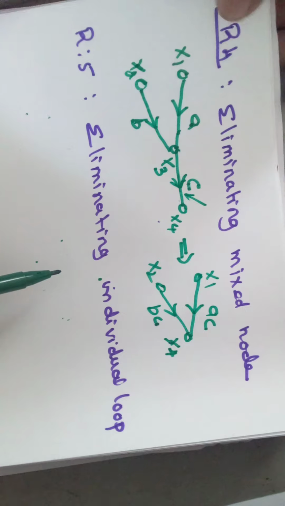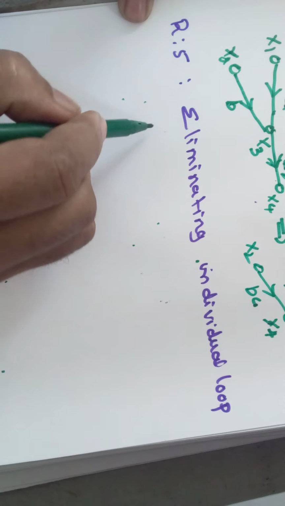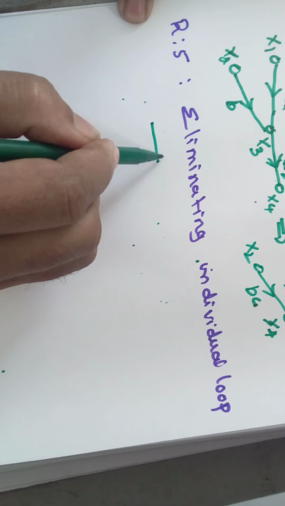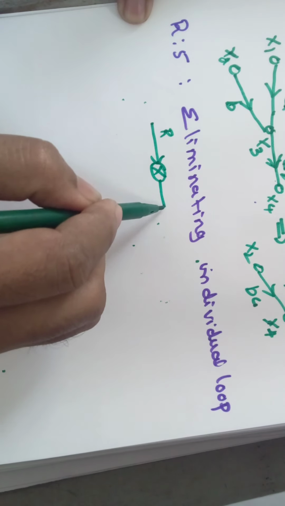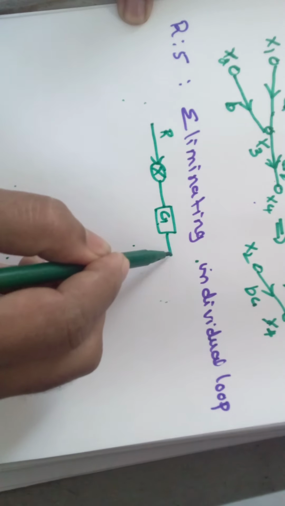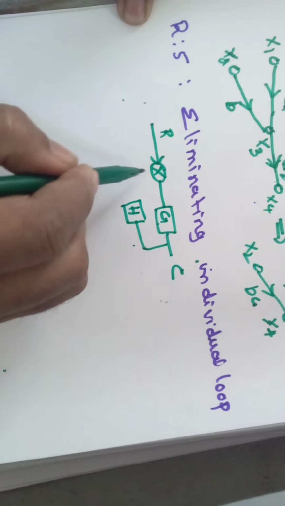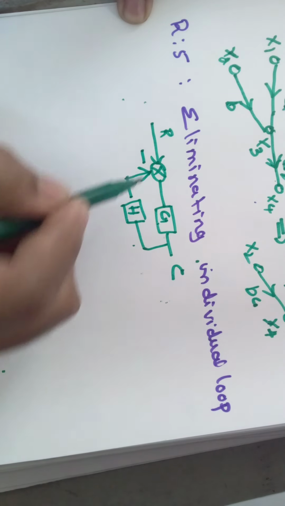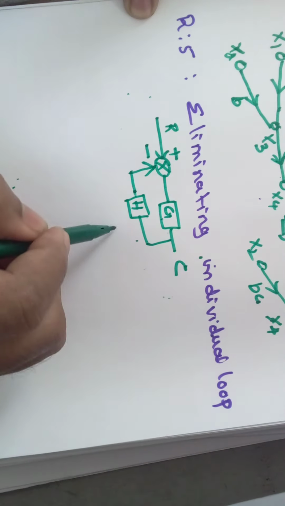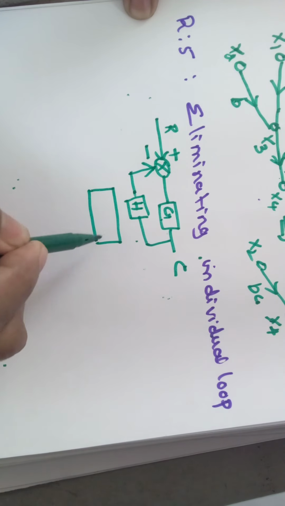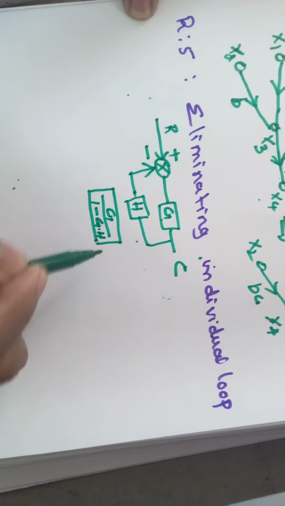Another rule is rule number 5, eliminating an individual loop. In block diagram reduction, we have seen, suppose there is an input r, a summing point, a forward gain g, and the output is c. If there is a feedback path with gain h, and it is a negative feedback, the entire block can be replaced with a single block. We have seen this with the gain of forward gain divided by 1 minus forward gain into feedback gain, that is G divided by 1 minus GH.